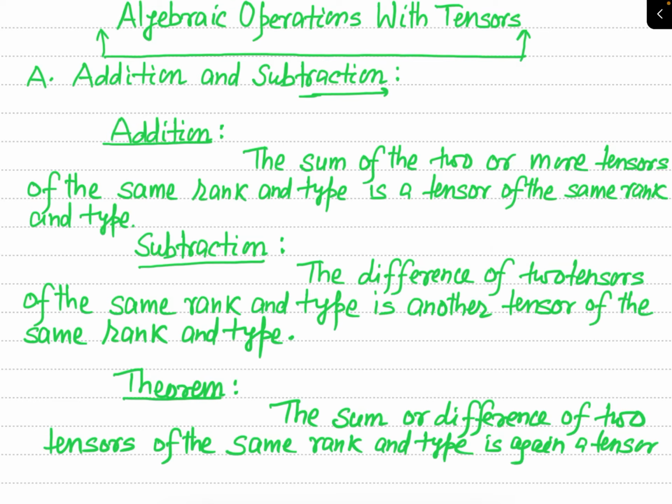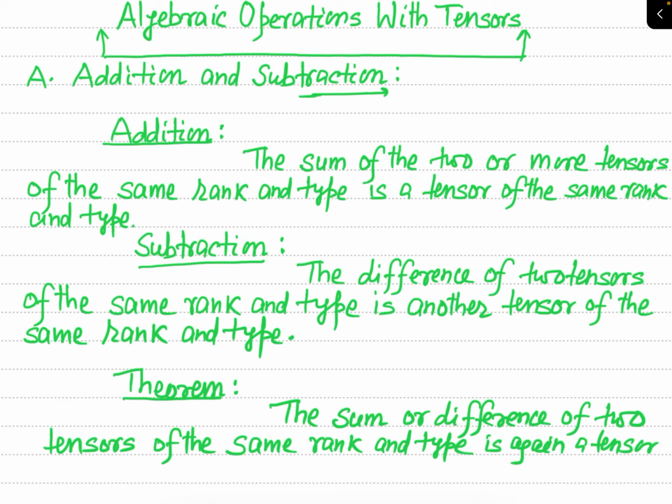As you know, the addition of two quantities or more than two quantities is possible only when the quantities are of same nature. For example, if you want to add length and mass, that is not possible. You can't add length and mass, but two lengths may be added, two masses can be added, two forces can be added, two momenta can be added, but you can't add momentum with force. Similarly, in the case of tensors, two or more tensors of the same type and same rank can be added. Here, there are two things.